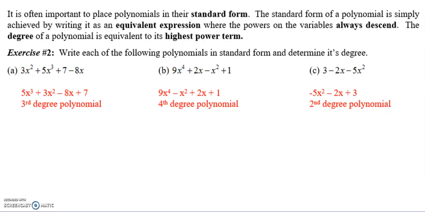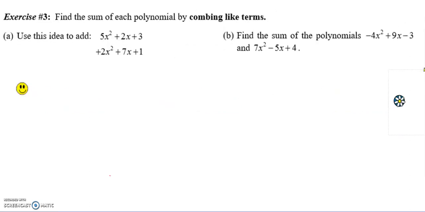Alright, so now that we know what a polynomial is and how to write them, now we can start doing some operations. So first we're going to take the sum, or add them. And you guys pretty much did this before in 7th grade. We're just going to simply combine like terms. So again, I'll kind of help you out with the first one.